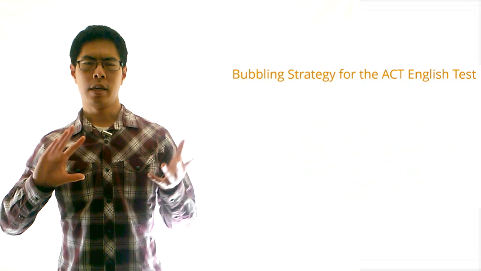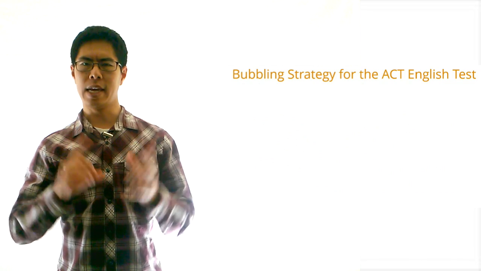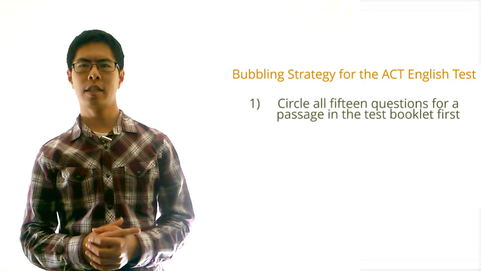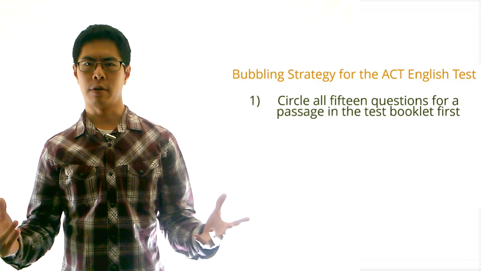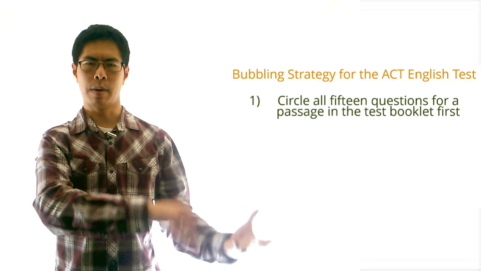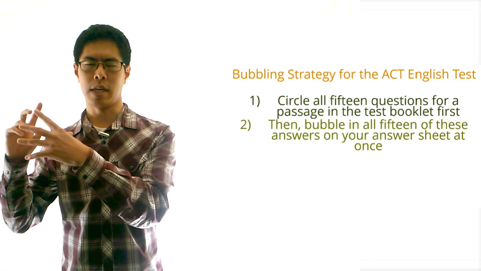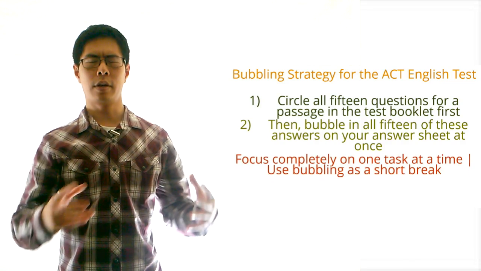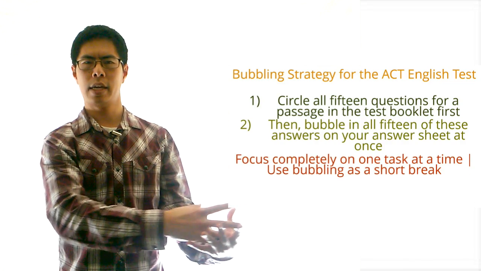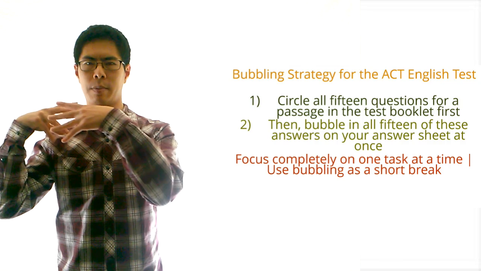So, to solve these two problems with the traditional method for bubbling, here's what we recommend for how you should bubble for the ACT English test. Circle all 15 questions for a passage in the test booklet first, and then bubble in all 15 of these answers on your bubble sheet at once. This will both allow you to focus completely on the passage as you're working on it, as well as help you make sure you are bubbling in the numbers correctly.